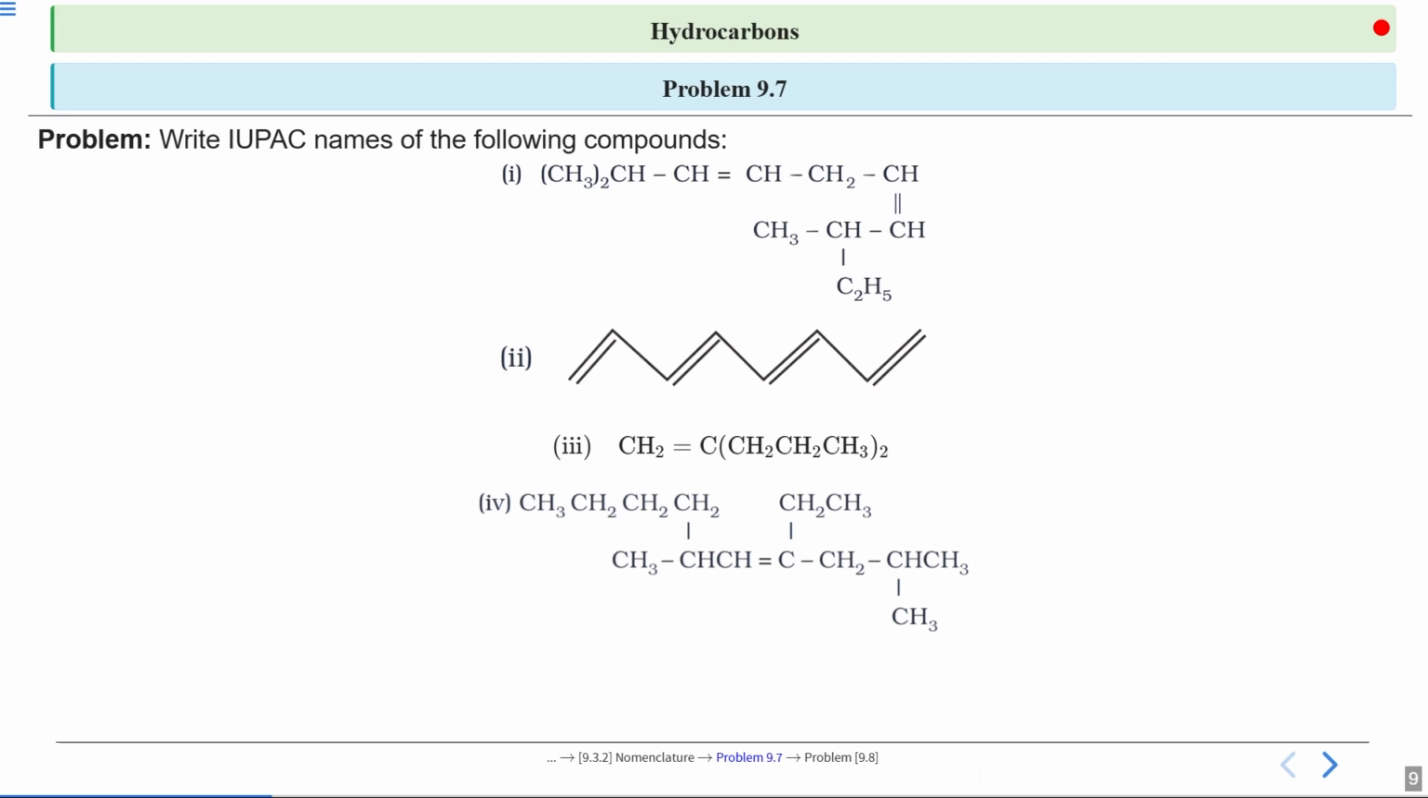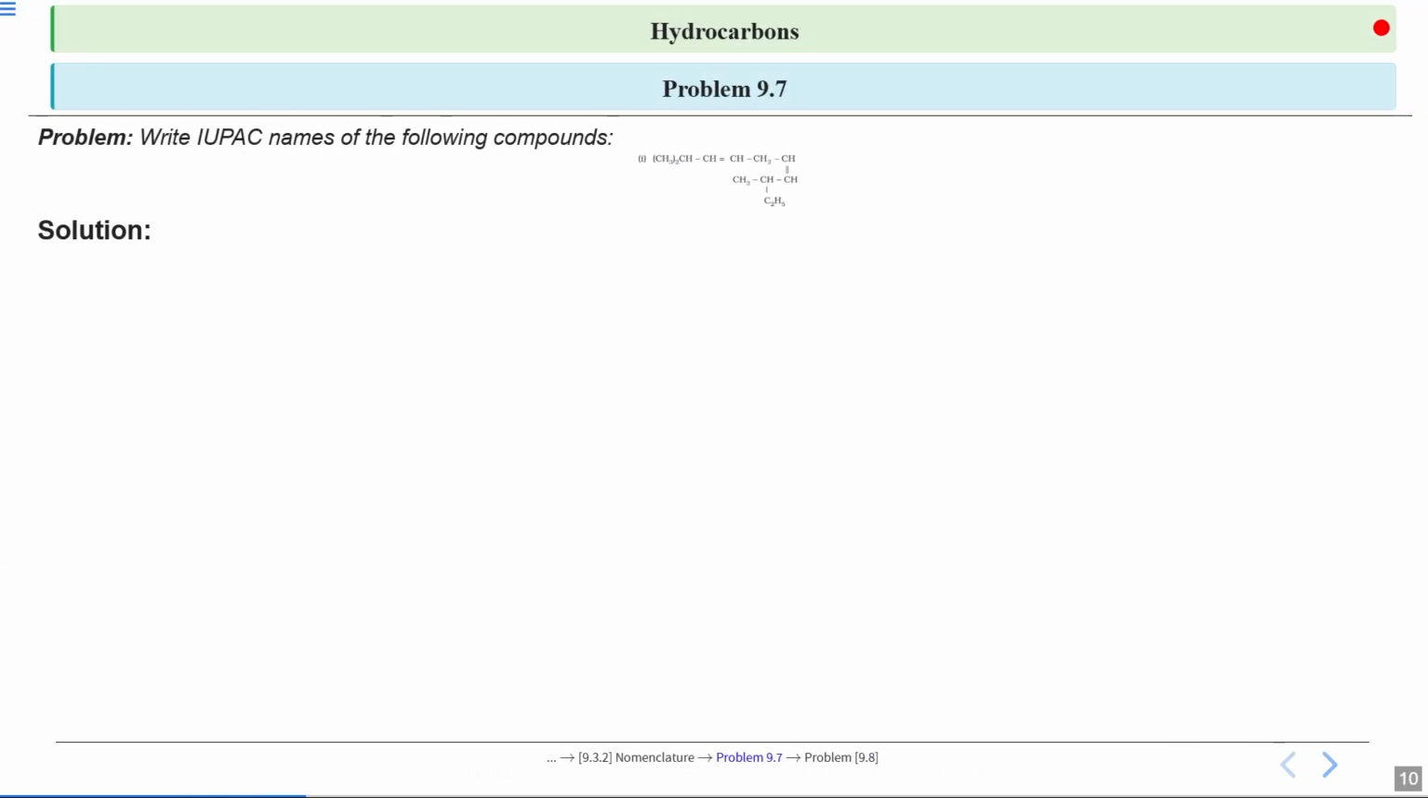Now we will do questions on it. Okay, so the question is the main part, I would say. So the first question is saying that, which is 9.7, it is telling us to give the IUPAC name of the following compounds. So we have a total of 4 compounds given here. We will deal with each of them one by one. Starting with the structure number 1. So this is your structure number 1.